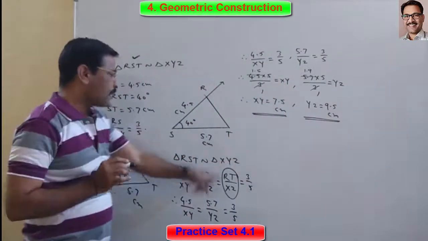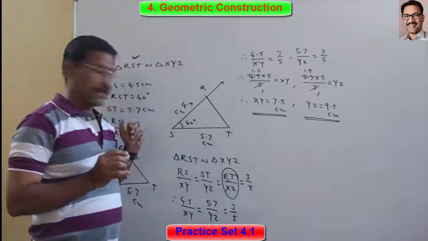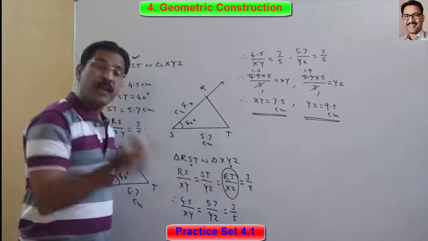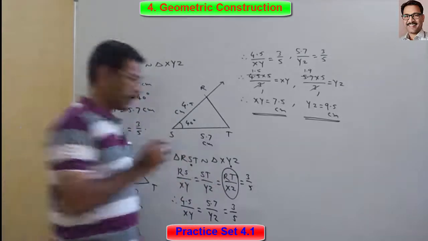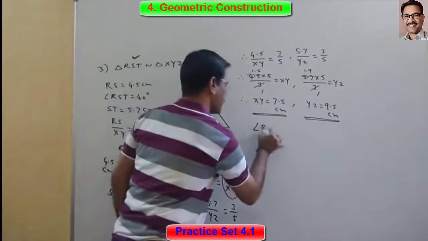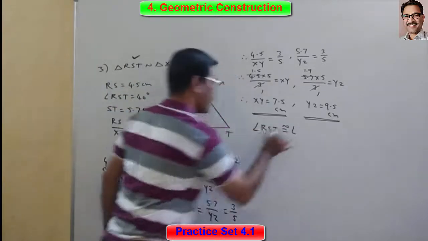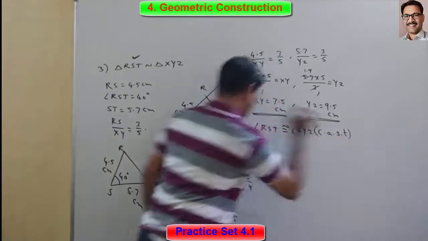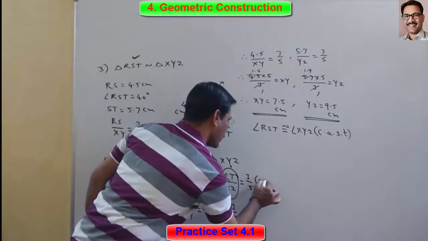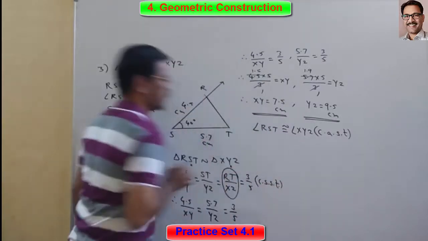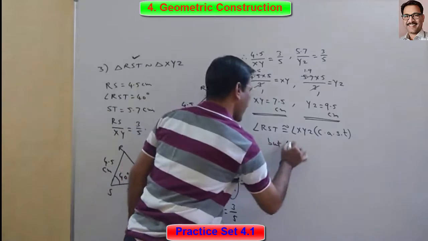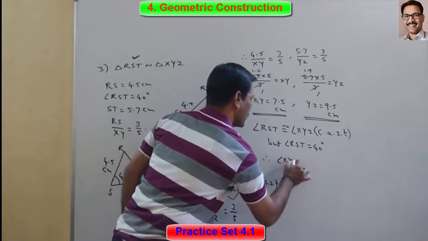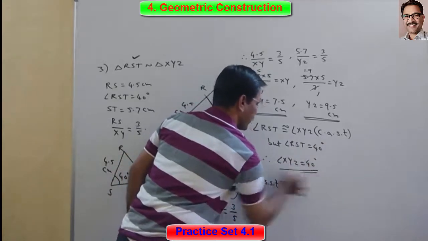Understand? Now, after getting these two sides, we need one angle as well. Angle means what? S here, this S to Y. So these two are corresponding angles of similar triangles. Okay? Angle RST is congruent to angle XYZ. You can write here corresponding angles of similar triangles, and here we can write corresponding sides of similar triangles. Okay? But angle RST is 40 degrees, therefore angle XYZ is also 40 degrees.